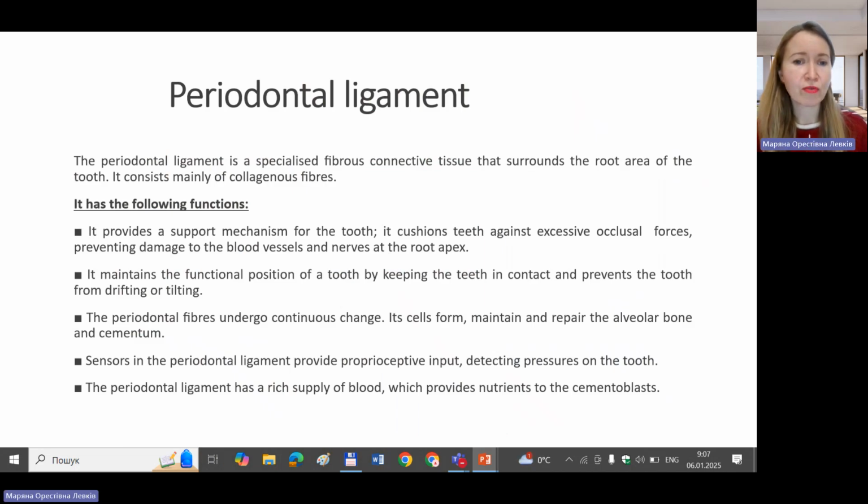Periodontal ligament, the next structure that should be discussed. This is a specialized fibrous connective tissue that surrounds the root area of the tooth. It consists mainly of collagenous fibers, and it has the following functions. It provides a support mechanism for the tooth. It cushions teeth against excessive occlusal forces, preventing damage to the blood vessels and nerves at the root apex. It maintains the functional position of a tooth by keeping the teeth in contact and prevents the tooth from drifting or tilting.